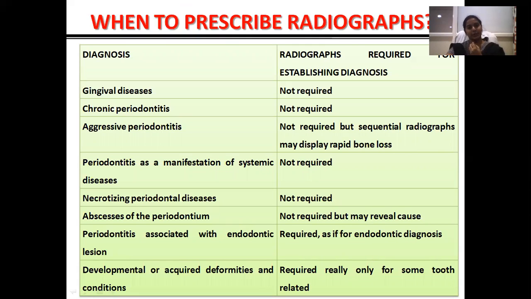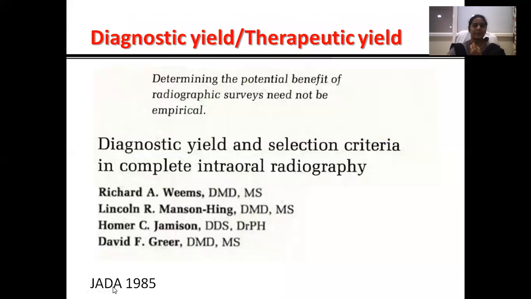So when to prescribe the radiographs? In case of gingival diseases, it is not required. In case of chronic periodontitis, it is not required. Aggressive periodontitis, it is not required, but sequential radiographs will display the rapid bone loss that is taking place in this condition. In case of necrotizing periodontal disease and abscesses, we do not require radiographs. But in case of periodontitis associated with an endodontic lesion, that is endo-perio lesions, it is required, especially for the endodontic diagnosis. In case of developmental or acquired deformities, we will require periapicals or radiographs of the selected regions. Okay.